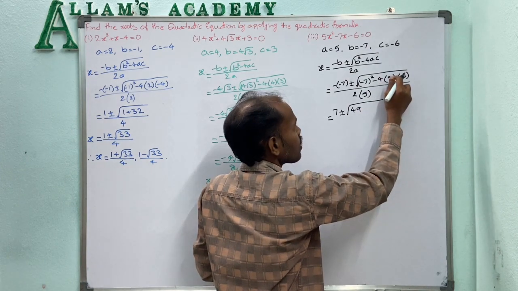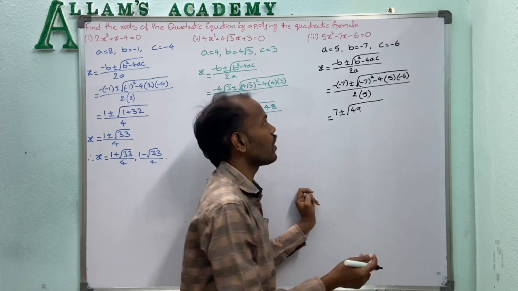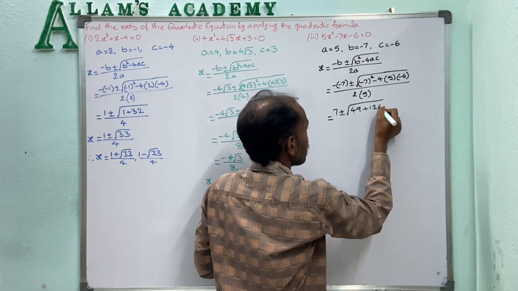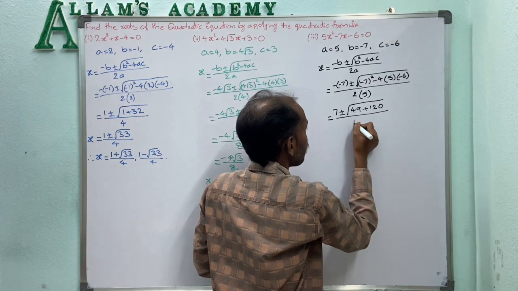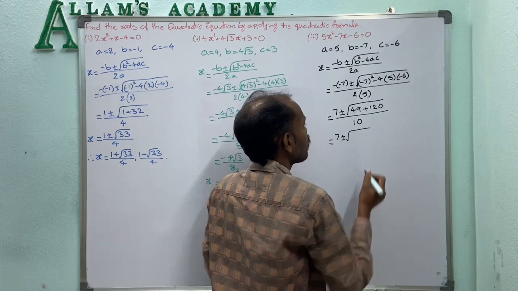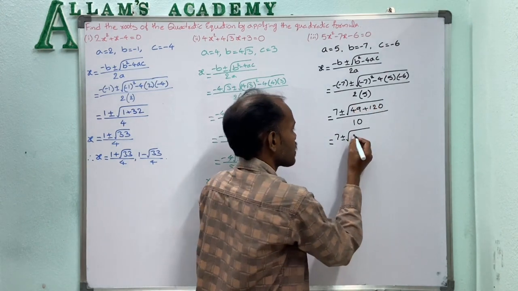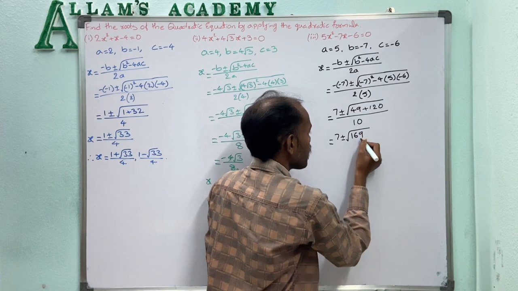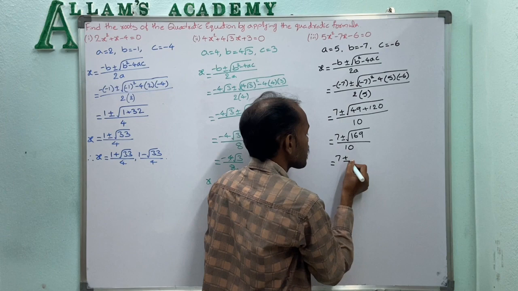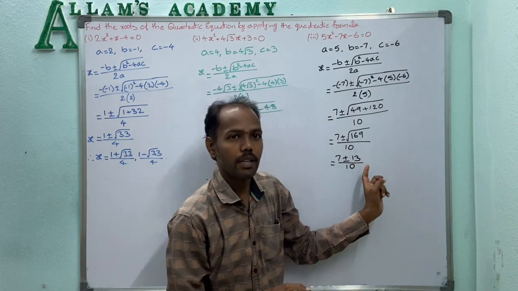Now 4 5s are 20, 20 into 6 equal to 120. So minus into minus is plus, so plus 120 by 2 into 5, which is nothing but 10. So 7 plus or minus under root 49 plus 120, 49 plus 120 is nothing but 169. So 169 by 10. So under root 169 is nothing but 13. So 7 plus or minus 13 by 10.